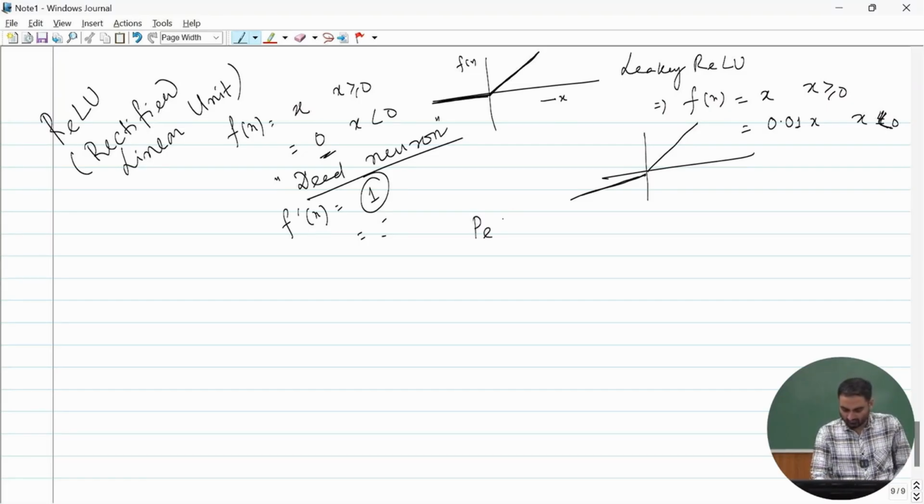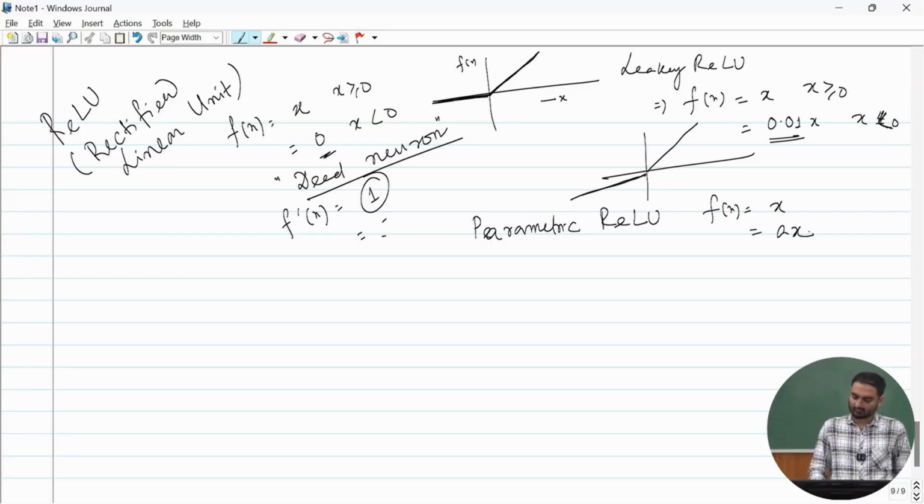There is something called parametric ReLU, where instead of fixing this to 0.01, you make this a, where a is a learnable parameter. Now sometimes you can say that the negative part is bad, but we should also capture the negative part in some ways. So instead of taking ReLU of x, can we take the ReLU of minus x, right? That would solve the problem of the negative part, right?